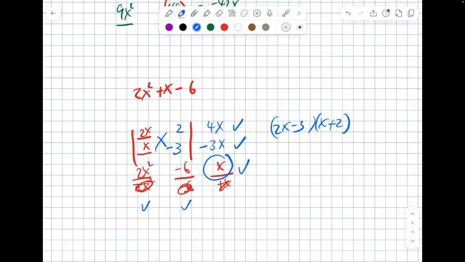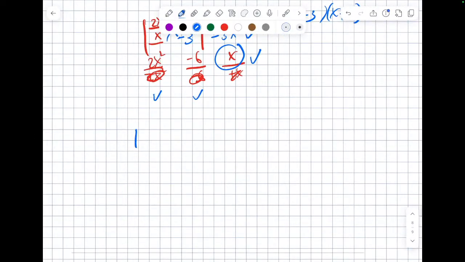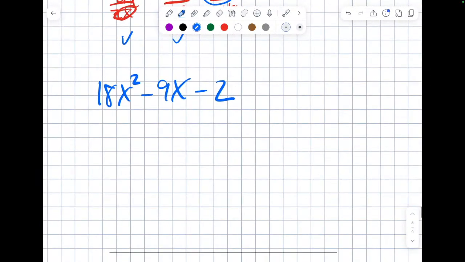Okay. Give you a little bit harder one. And now let's enjoy. You probably cannot read my handwriting. 18x squared minus 9x minus 2. I want majority of you guys to get it right on this one.